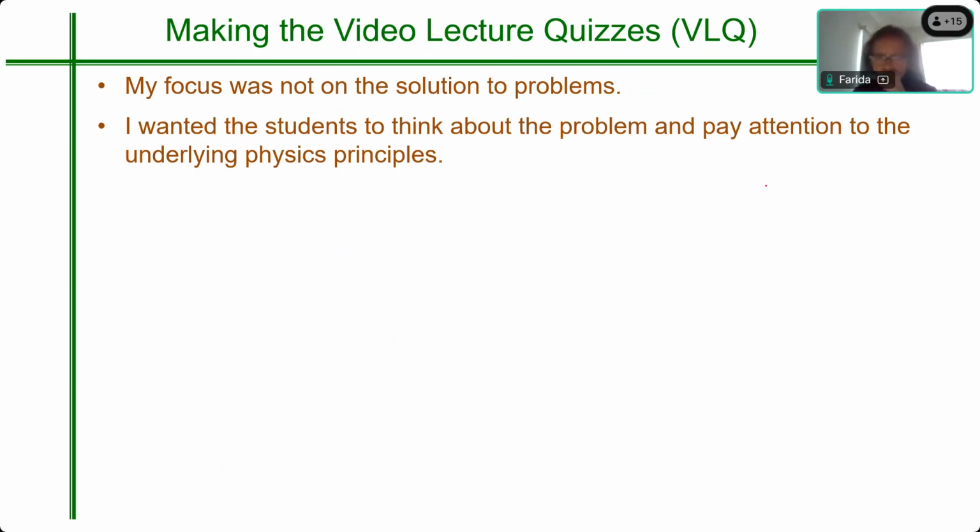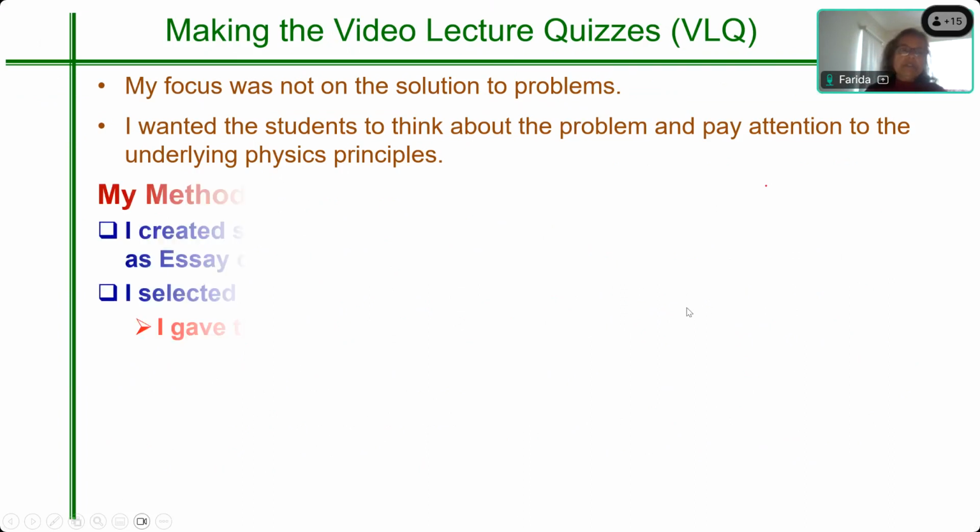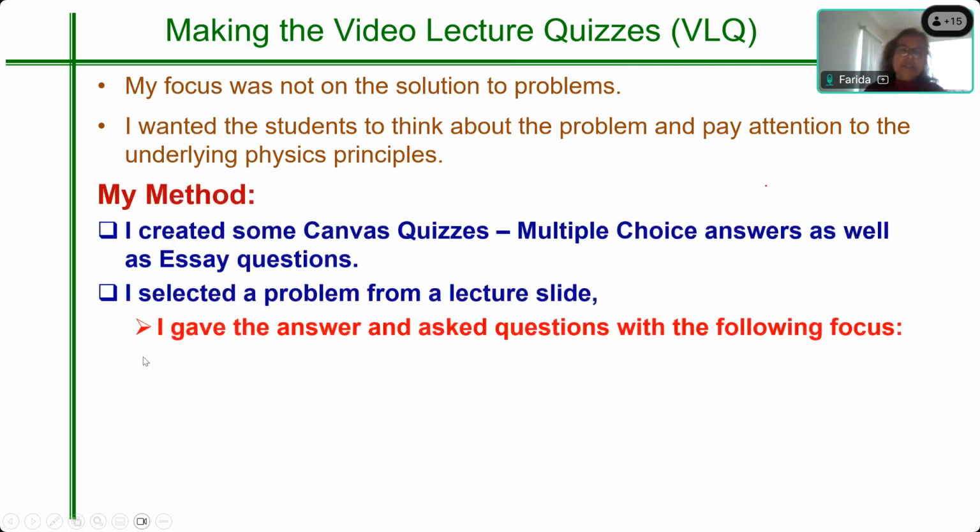So, as you know, especially in the US, students are not used to seeing word problems. They can do busywork problems. They can do all kinds of nice calculus questions and all kinds of things. But when it comes to reading a word problem and extracting information out of it, that is very difficult for many students. So my method was that I created a Canvas quiz.